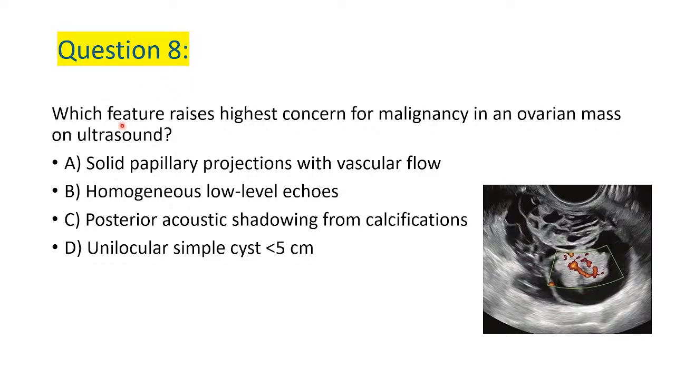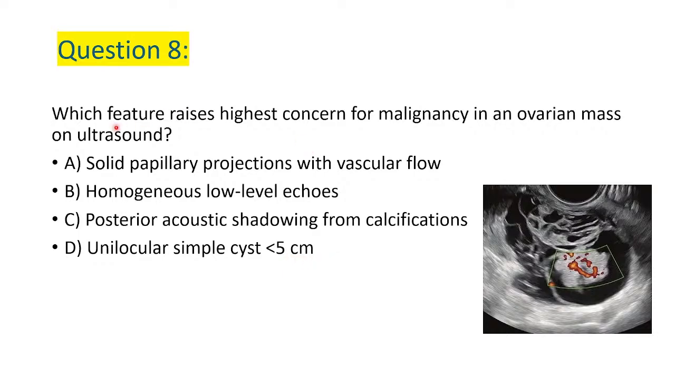Question number 8. Which feature raises highest concern for malignancy in an ovarian mass on ultrasound? So you can see this is the characteristic malignant tumor on ultrasound. This is the Doppler finding. A. Solid papillary projections with vascular flow. B. Homogeneous low-level echoes. C. Posterior acoustic shadowing from calcifications. D. Unilocular simple cyst less than 5 centimeters.